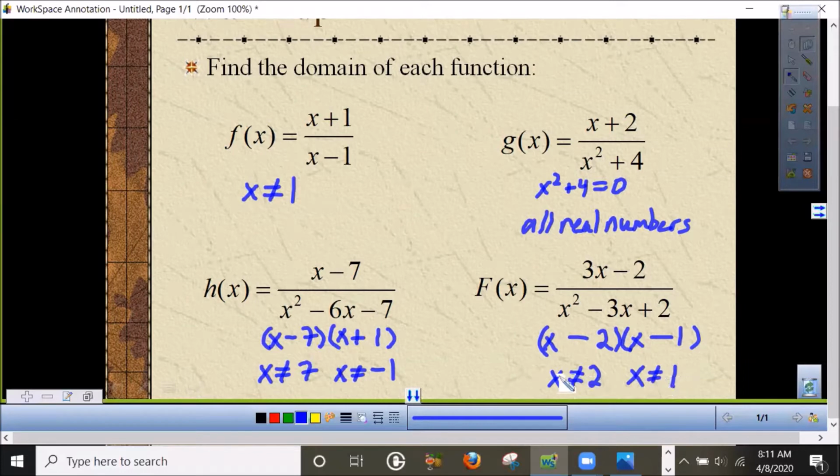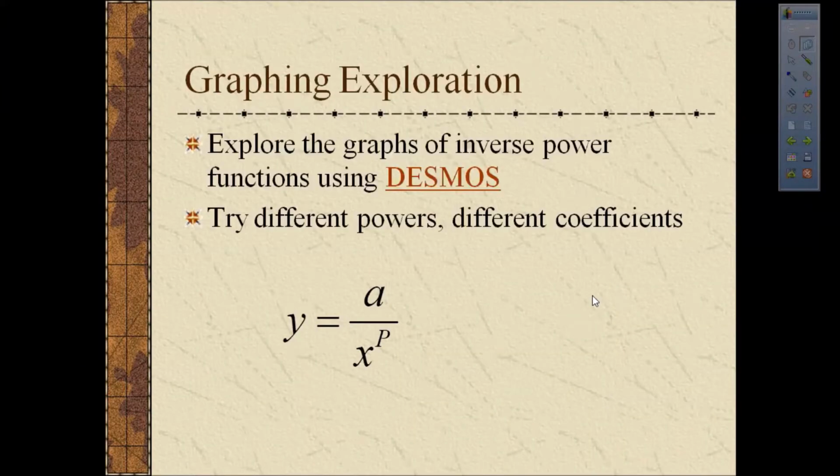Now notice that throughout this entire process, I completely ignored the numerators. And as far as domain is concerned, the numerators have no part in this process. So let's switch over to the concept of graphing rational functions.